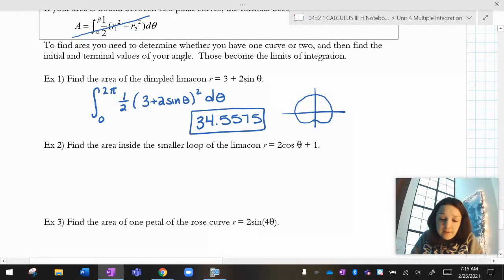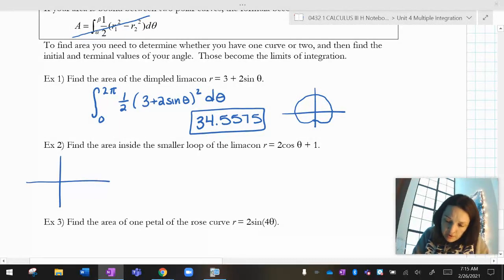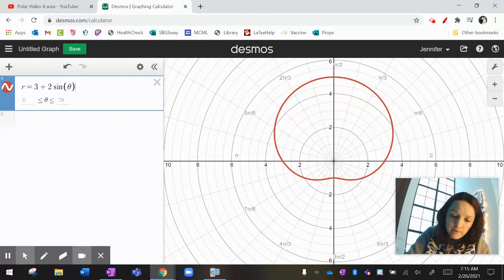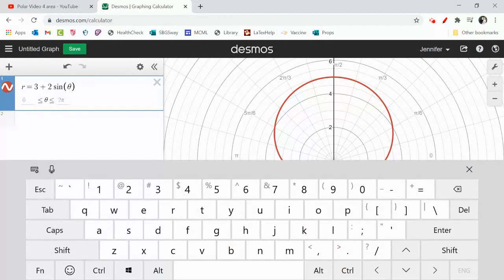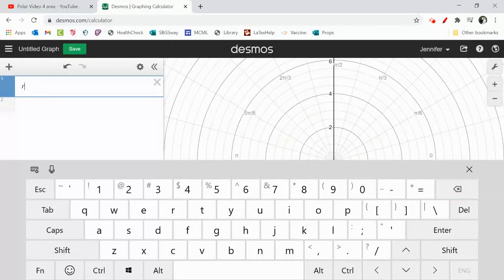Find the area inside the smaller loop of the limacon r equals 2 cos theta plus 1. All right, so let's graph that. I'm going to do it in Desmos and in my calculator here. So over here, r equals, what was it again?